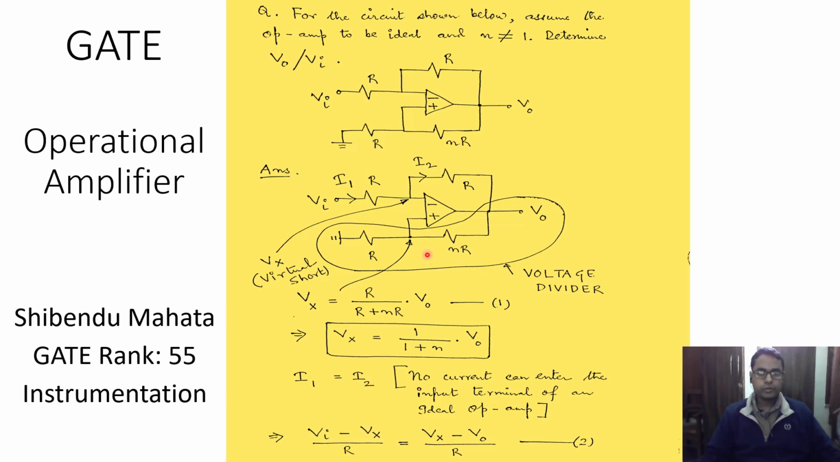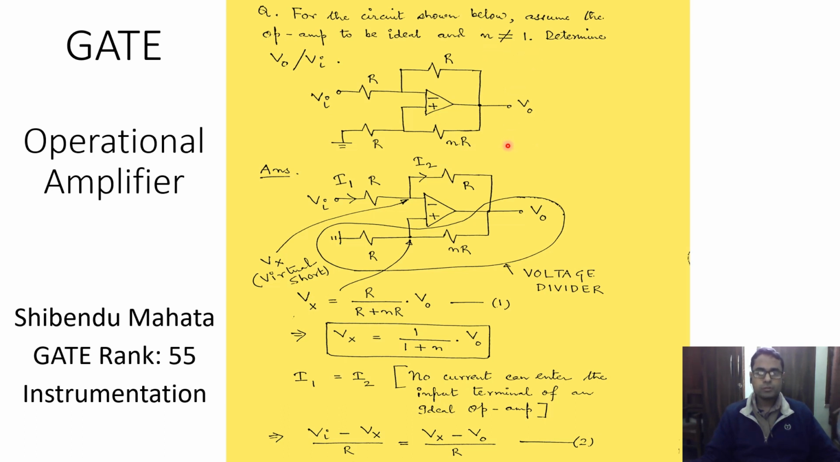So let's continue with our practice problem on operational amplifiers. This is another question where we have to find the ratio of output voltage to input voltage, assuming that this operational amplifier is ideal and the multiplying factor small n is not equal to 1.